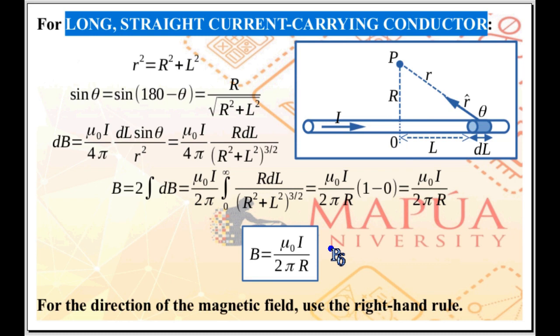So you have two right-hand rules that you may use. You may use the right-hand rule that I had just mentioned, or you may go back to the basics, use the right-hand rule of cross product, dl cross r hat, to give you the direction of the magnetic field at point P.